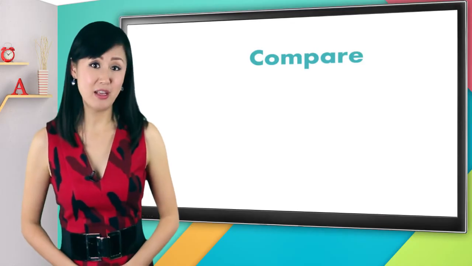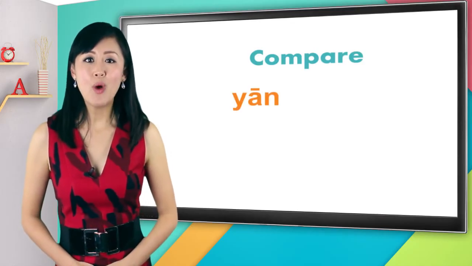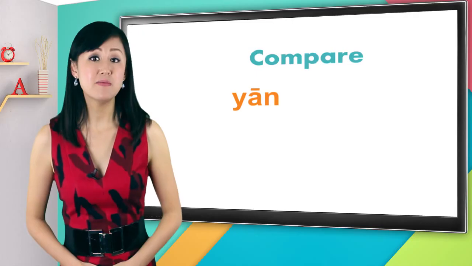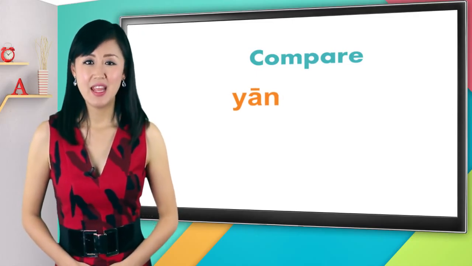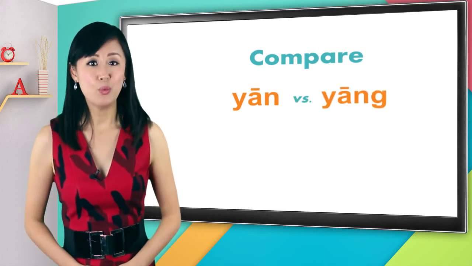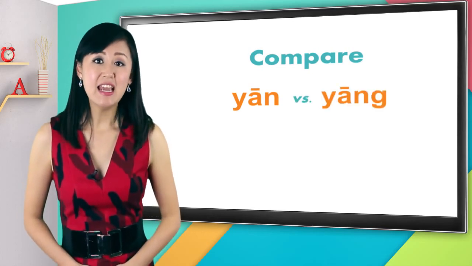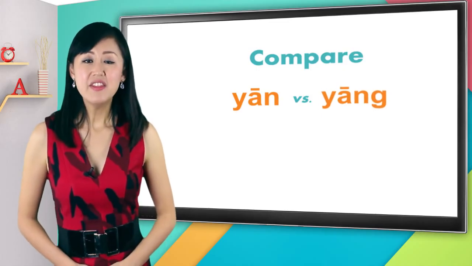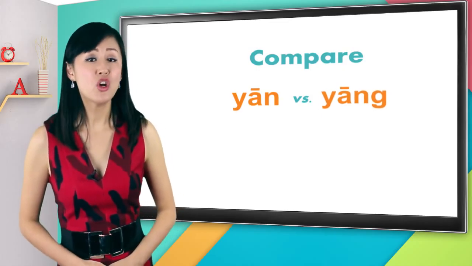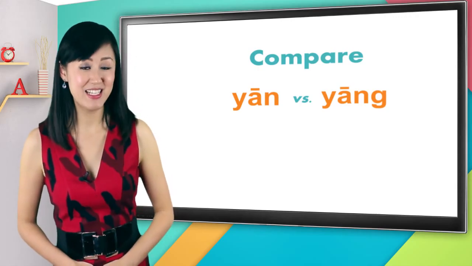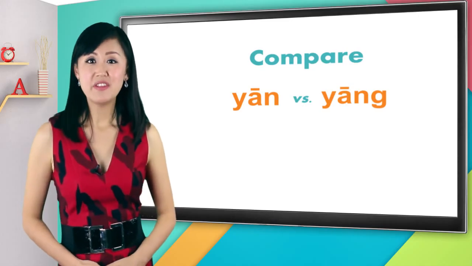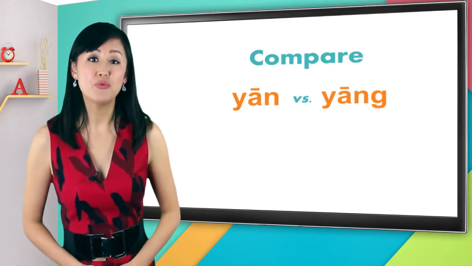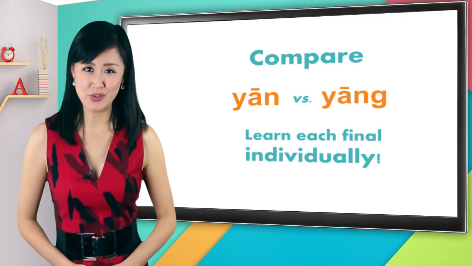Great! So can we please stop for just a second to compare something? We just learned the word yan, which means smoke. It's spelled yan, and it's pronounced yen. Now we're learning my name, Yang, which is spelled Y-A-N-G, and it's pronounced Yang. They're spelled so similarly, but they have totally different vowel sounds here, right? Yen, Yang. Well, this is just another example of how you really have to learn each final individually.